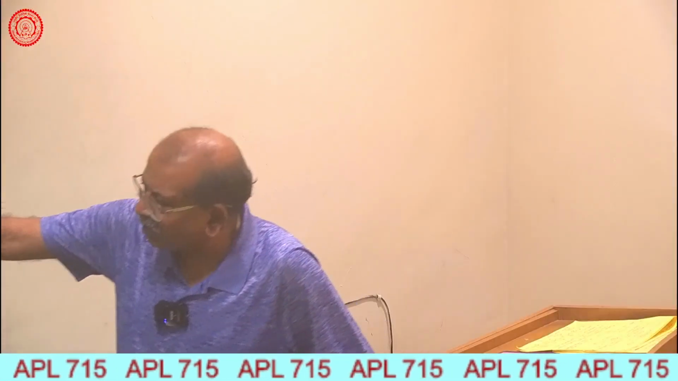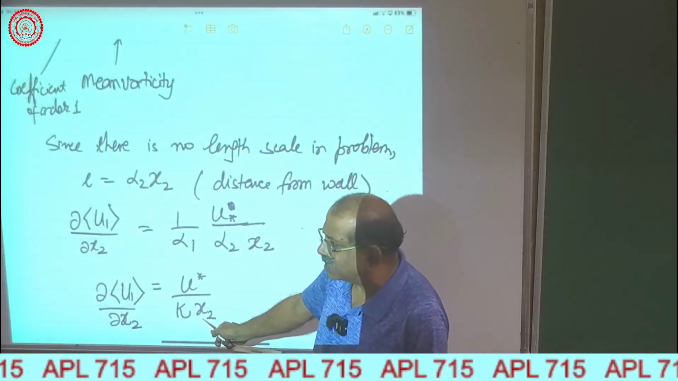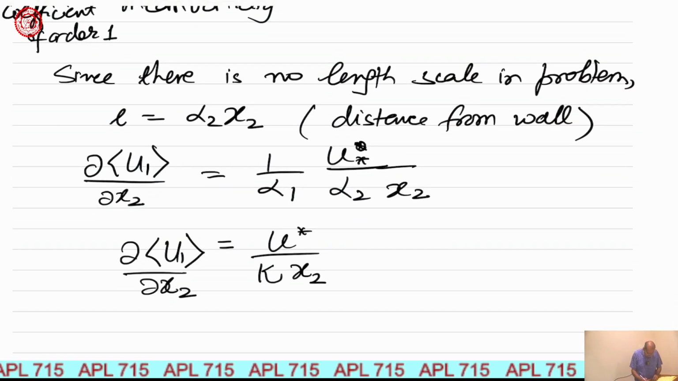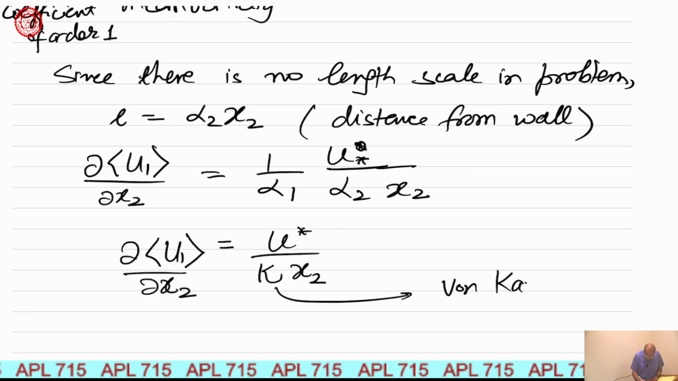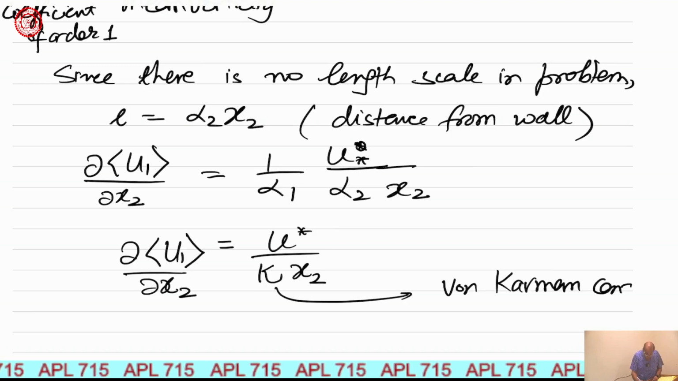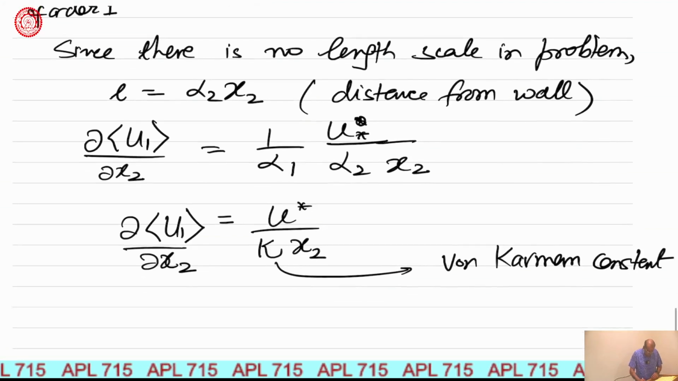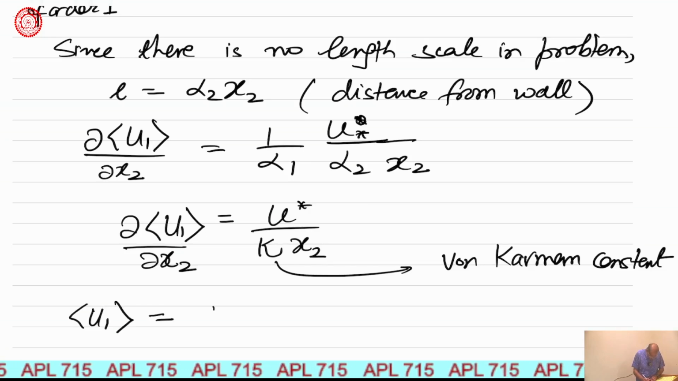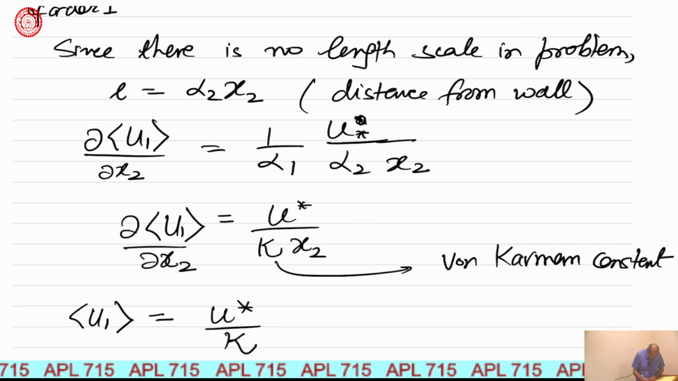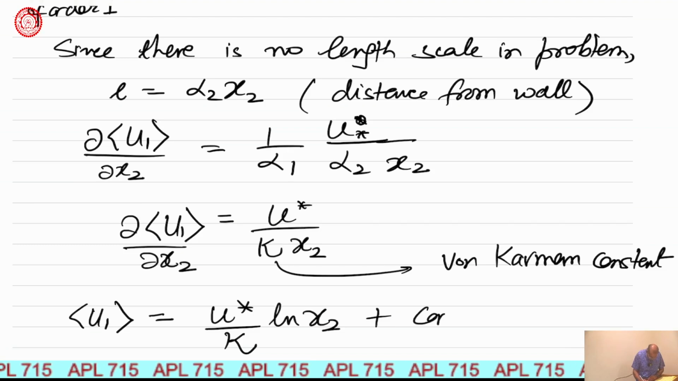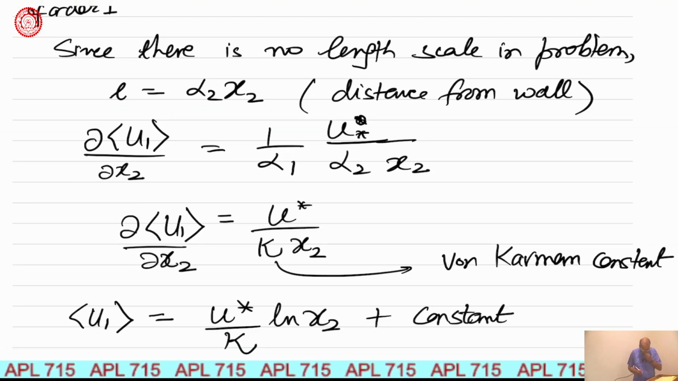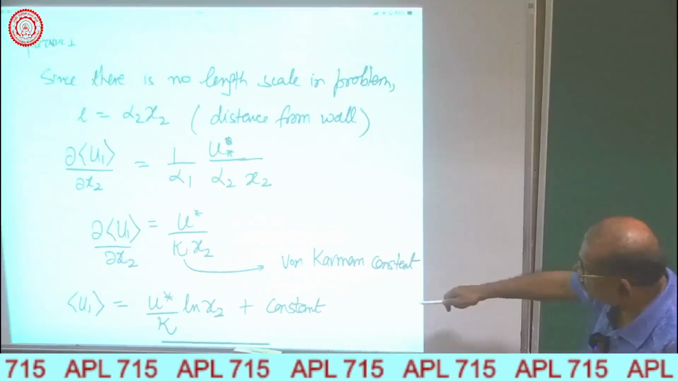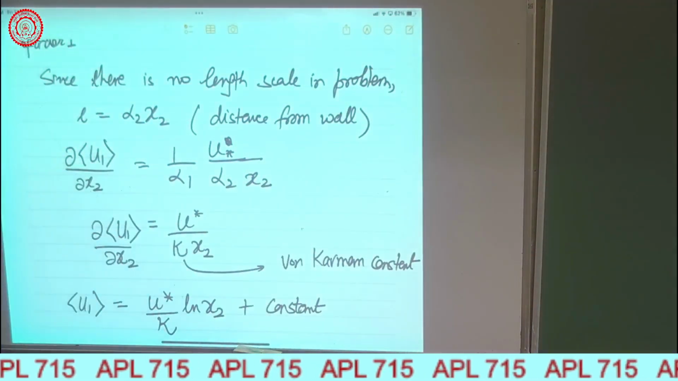And this alpha 1 times alpha 2, the product of two constants, we write it in a standard way as 1 over kappa. And there's a reason, because this kappa is called the von Karman constant. So now what you can do is you can integrate this and you get u1 is equal to u star upon kappa log of x2 plus constant. And this is what is called the famous log layer near the wall.